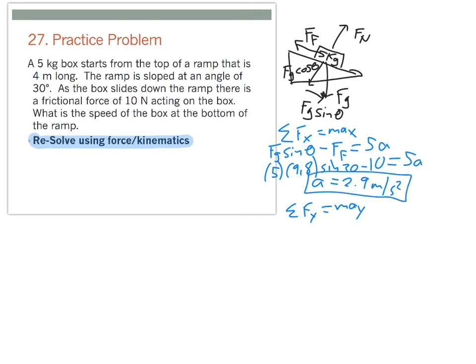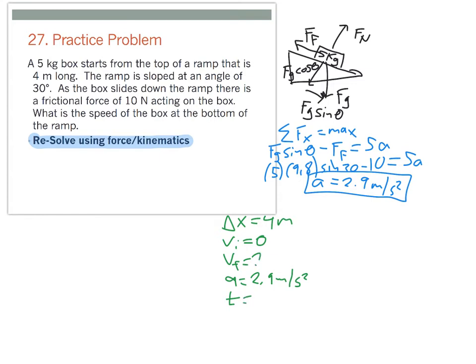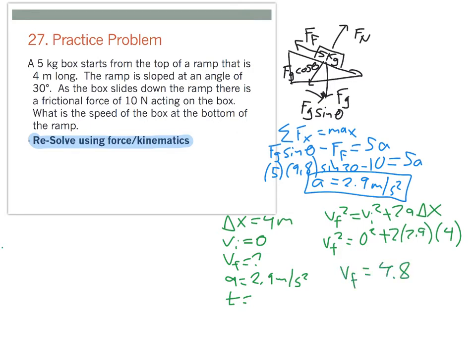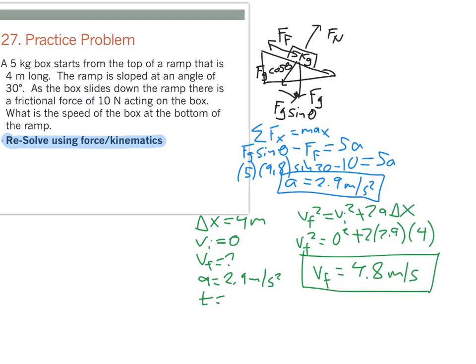In this case, I actually don't need the y forces, so I can just ignore doing may here and go ahead and use kinematics now to solve for the speed. So I'm going to go ahead and set up my chart for kinematics. I know my displacement is 4 meters. I'm starting from rest, and I just found that my acceleration is 2.9 meters per second squared. We want to know that final velocity, so we're going to go ahead and use our VF squared equation. I can plug in the values I have for the acceleration, which is 2.9, and for that displacement of 4. And I can solve for VF, and I get an answer here of 4.8 meters per second, which is the same answer I got using energy.